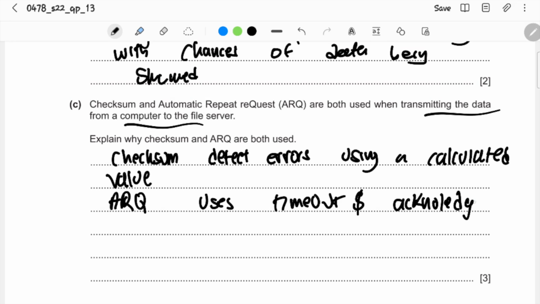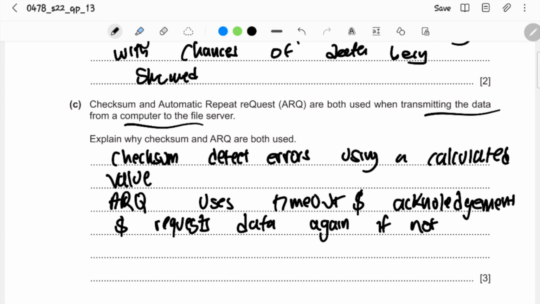You need to cram this. Most of CS is cramming for paper 1, that is. For paper 2, it's logic. So such different two papers, they test both your skills. And it requests data again if not received.